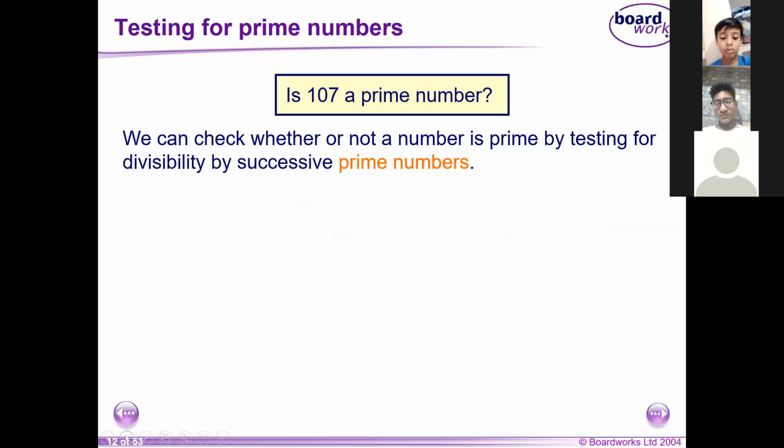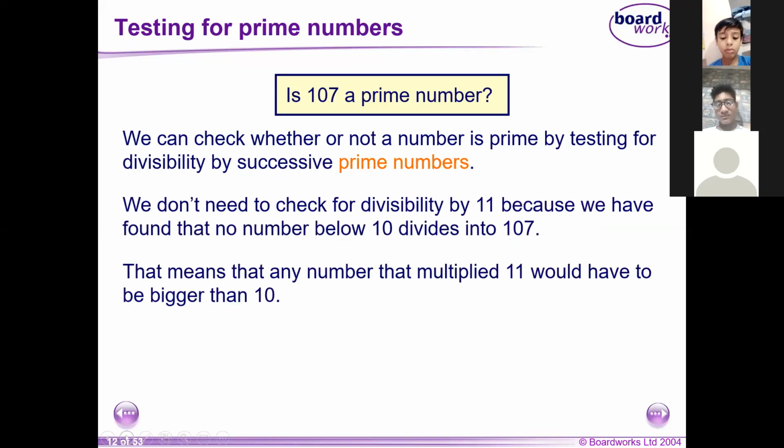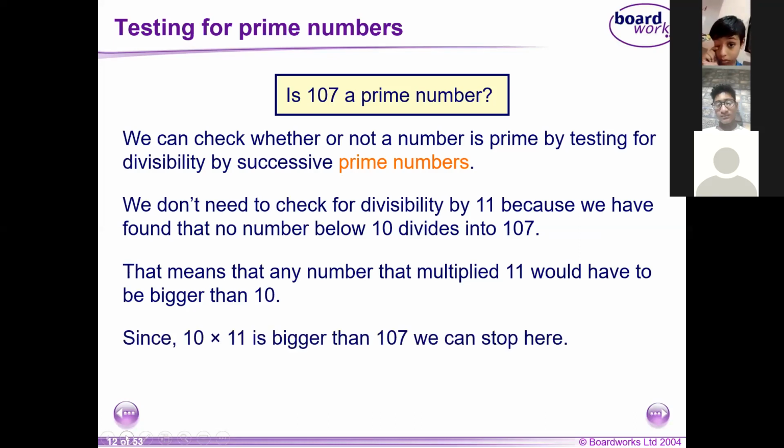So we can say that it is not a prime number. Oh, sorry. It is a prime number. So, okay. We don't need to check divisibility by 11, because any number that multiplies 11 would have to be bigger than 10, and 10 times 11 is bigger than 107. We can stop here, and 107 is a prime number.